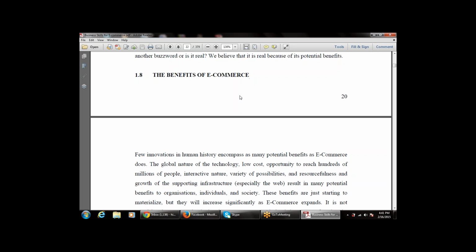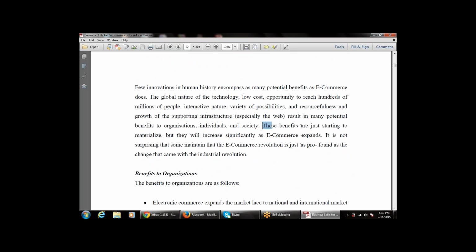Why? Because every transaction is done online. There is no hard and fast rule, or other rule, for doing the transaction; everything is done online. So there are various benefits available for e-commerce in making transactions online. These benefits are just starting to materialize, but they will increase significantly as e-commerce expands. We have studied that as e-commerce expands, the benefits also increase.